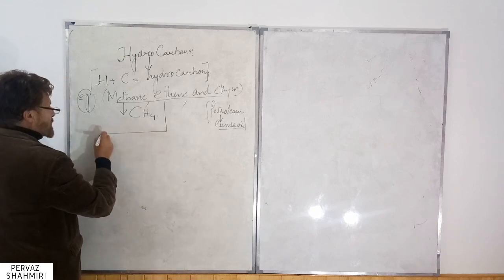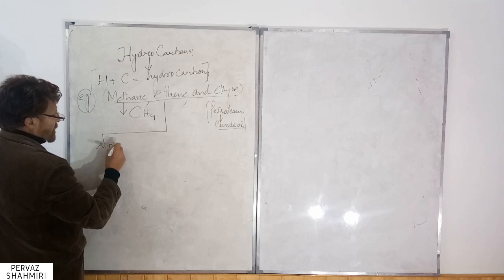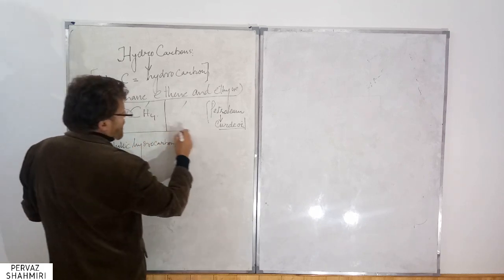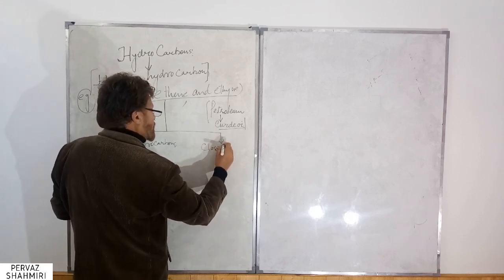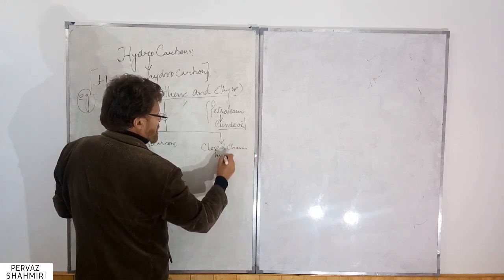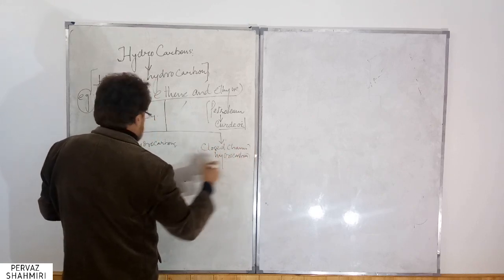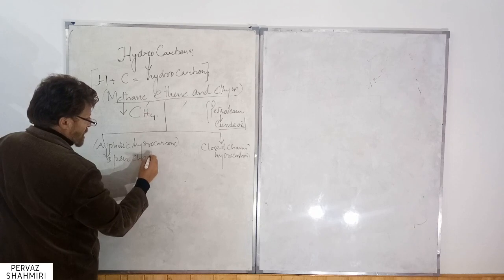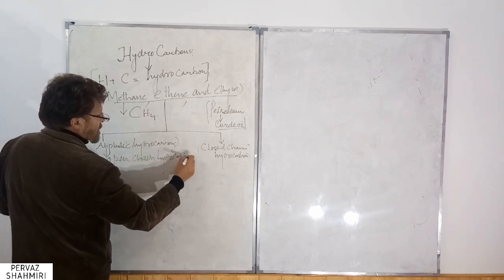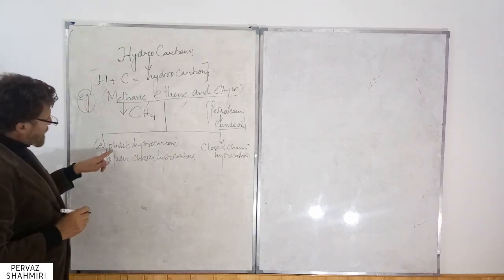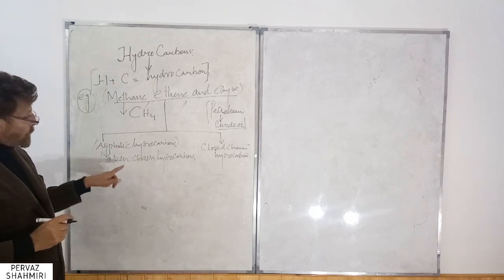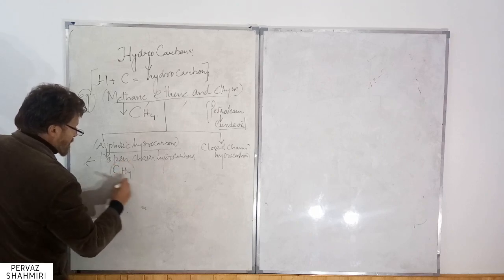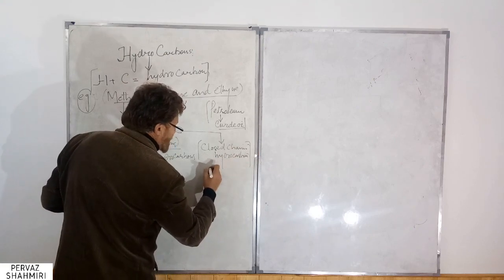The first one is known as aliphatic hydrocarbons, and the second one is known as closed chain hydrocarbons. The word aliphatic means open chain, so another name of aliphatic hydrocarbons is open chain hydrocarbons. For example, once again we can take CH4, while for closed chain hydrocarbon, an example is benzene.